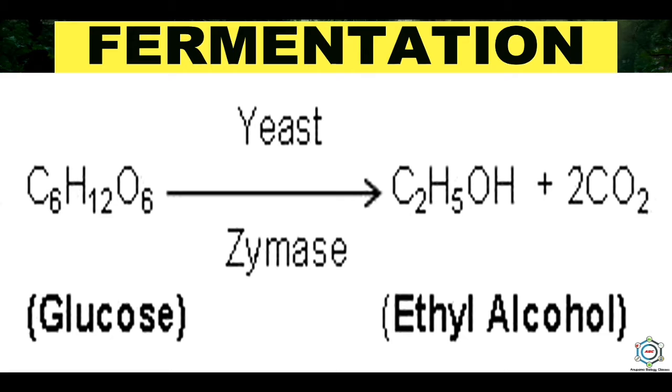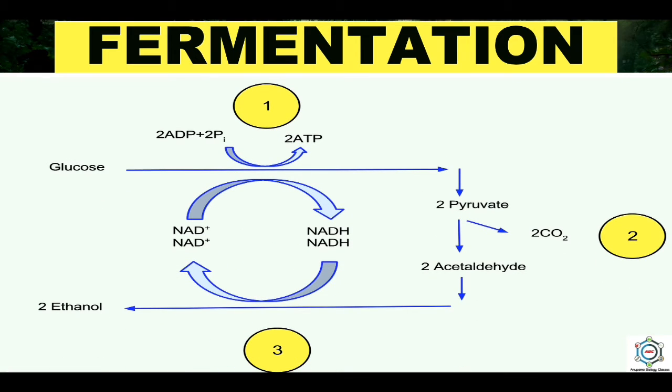It is now well known that zymase is a complex mixture of many enzymes and that several coenzymes are necessary for their function. Now, after this, if we talk about the types of fermentation, the first is alcoholic fermentation. Alcoholic fermentation occurs in some fungi like yeast and higher plants under anaerobic conditions. Pyruvic acid is broken down to ethyl alcohol and carbon dioxide in two steps.